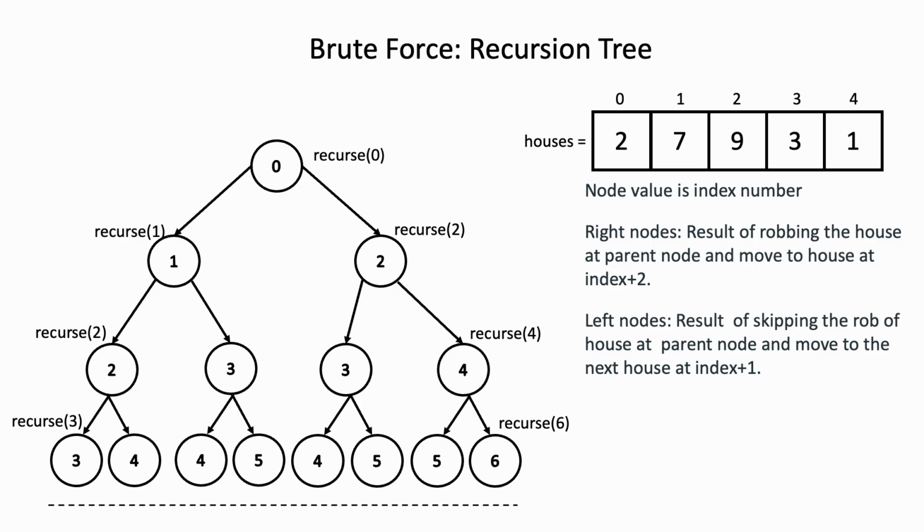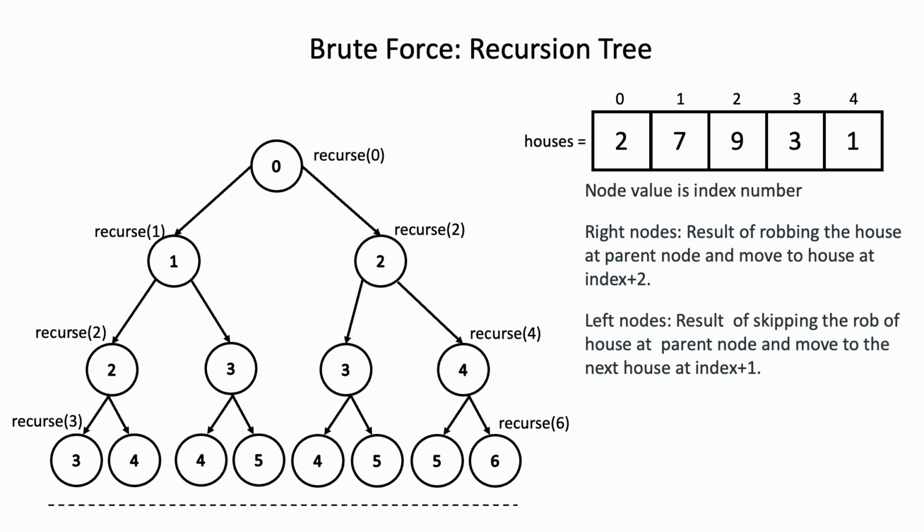Let's look at the recursion tree of the brute force approach and think of optimizing the solution. All the right nodes are the result of robbing the house at the parent node. All the left nodes of the tree are the result of skipping the rob of the house at the parent node. The node values represent the input of the recurse function, which is index.